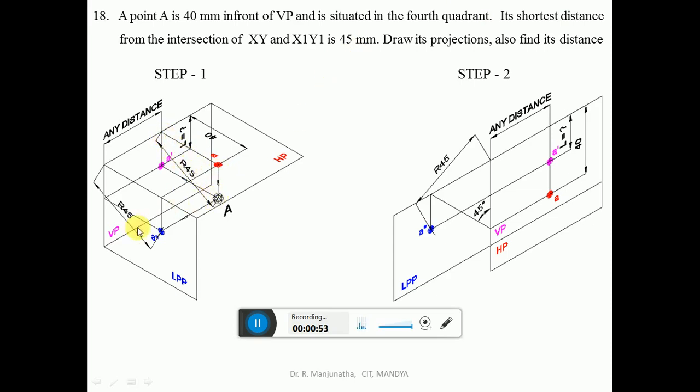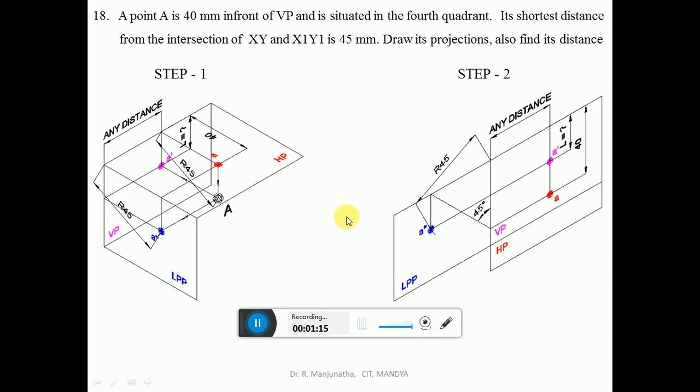When you look from the left side view, it is in front, so obviously in front of LPP, it can be seen from the right side view. So the shortest distance from here to here is projected directly onto the profile view, which will be radius 45, it's 45 mm. Draw its position, also find its distance.